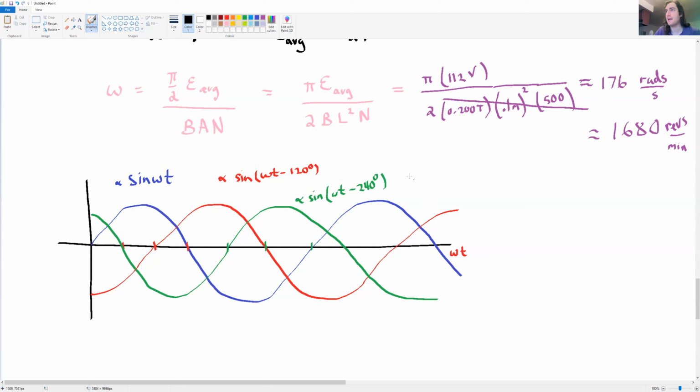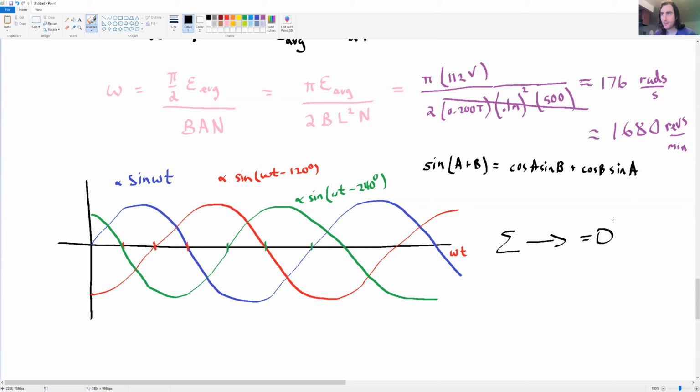You can verify that sum yourself using the fact that sine A plus B is equal to, what is it equal to? Cosine A sine B plus cosine B sine A. You can verify that the sum of these 3 signals is equal to 0. So the sum of these is going to be equal to 0. That's why we use 3-phase AC.